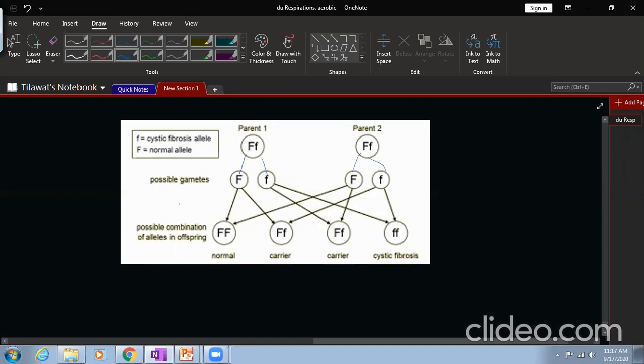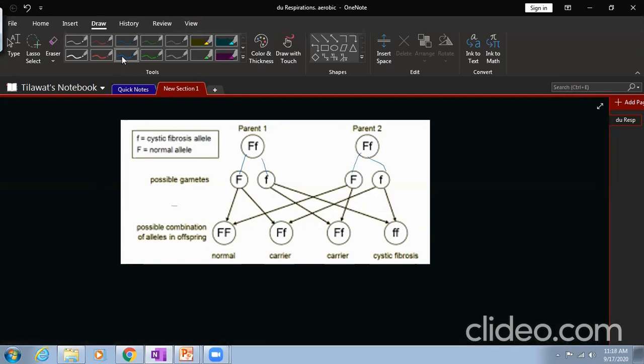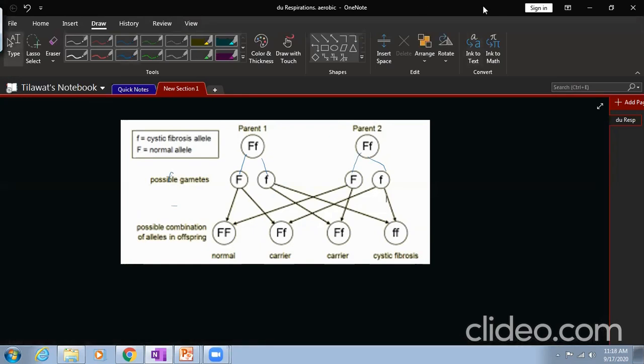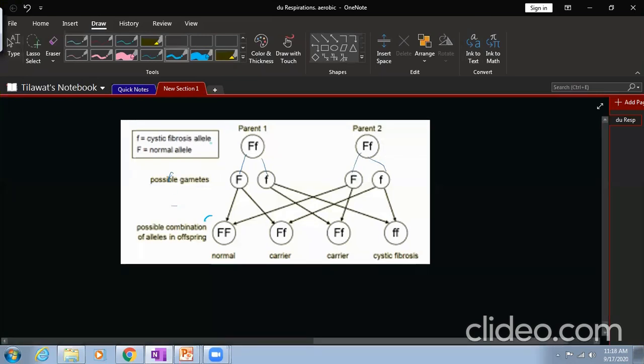A normal person will be produced. So this person is now normal, right? Up to here, if we cross this F with that F, this person will be normal, okay? Then this F with what? With this f, the carrier one. So this person is what? Carrier. Is it okay?